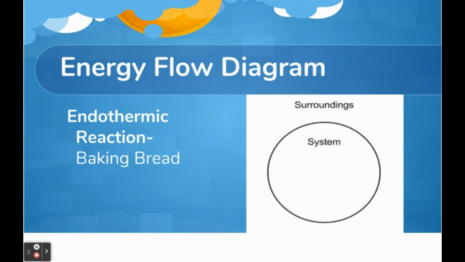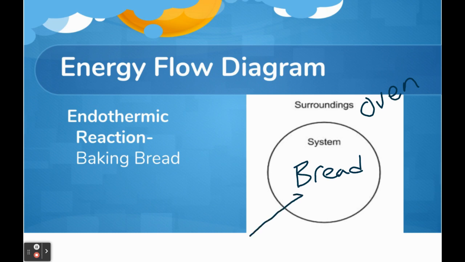Our second endothermic reaction is baking bread. The bread dough must absorb energy in order to bake and become bread. So our system is the bread, and our surroundings would be the oven. So again, it's an endothermic reaction, so we're going to show the arrows showing the heat flow from the surroundings into the system. And again, make sure you label it endothermic.